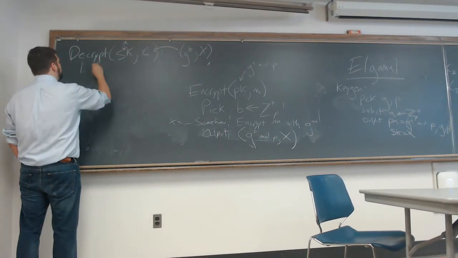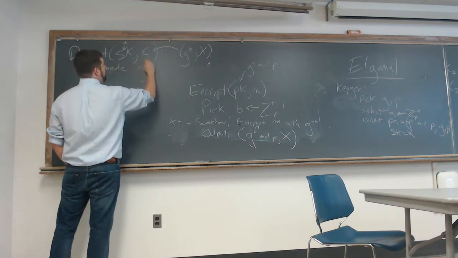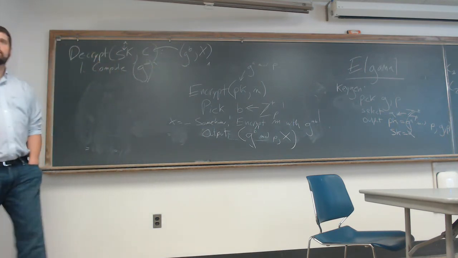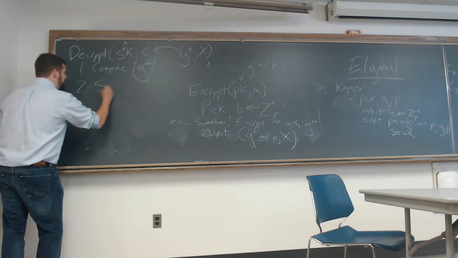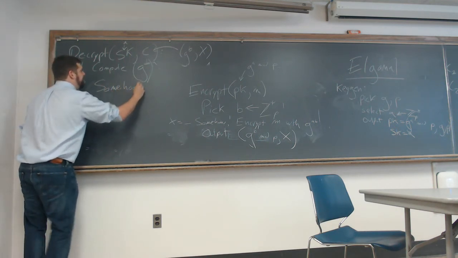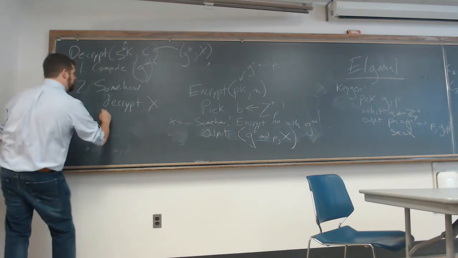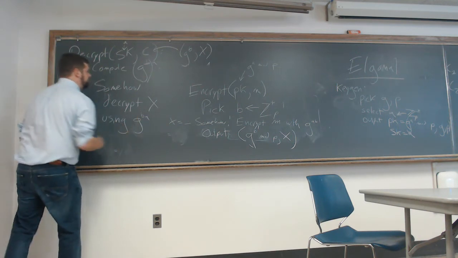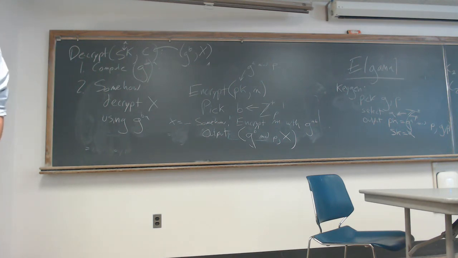Compute G to the B, which we take from here, raised to the A. Fantastic. Now what do we do with that? Decrypt X somehow, decrypt X using G to the BA. Fantastic. We've built a public key encryption scheme from Diffie-Hellman. Maybe. We're missing some stuff.